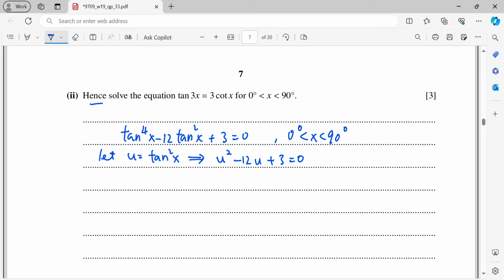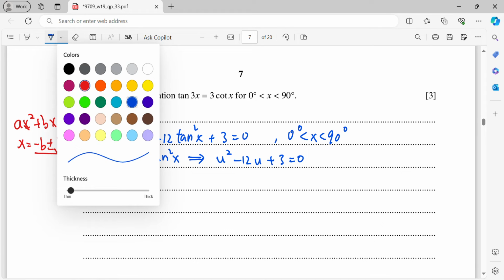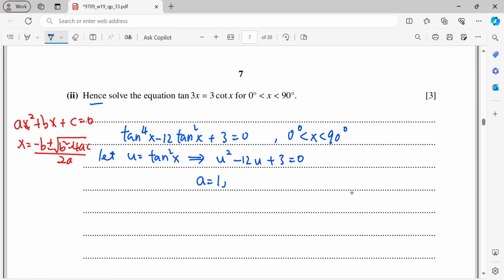And this quadratic equation cannot be factorized. Therefore, I have to refer to the quadratic formula, which is ax squared plus bx plus c equals 0. This is a quadratic equation. The formula is minus b plus minus square root of b squared minus 4ac over 2a. Which means now, when you list down the coefficients, my a is 1, my b is minus 12, and then my c is 3.